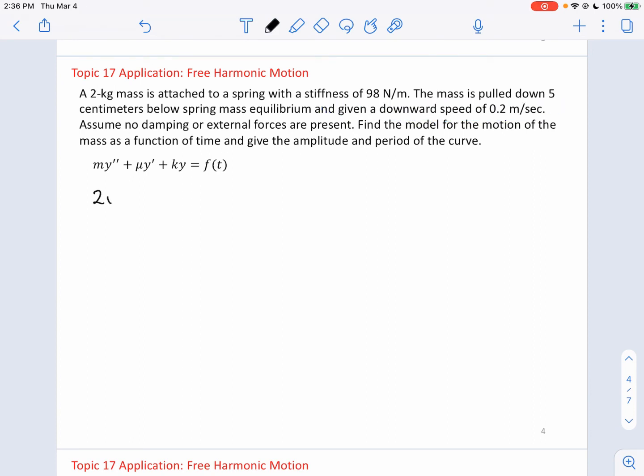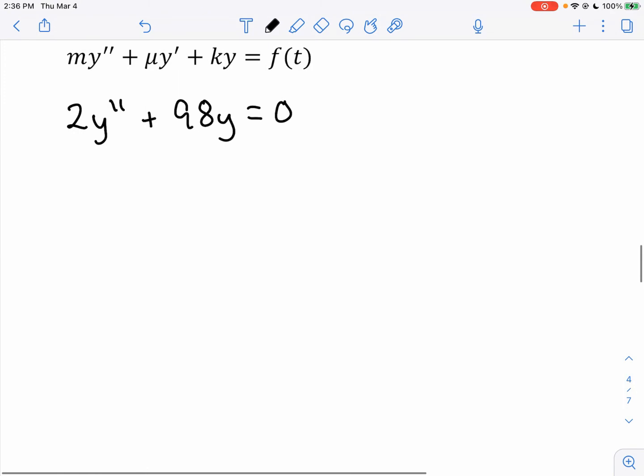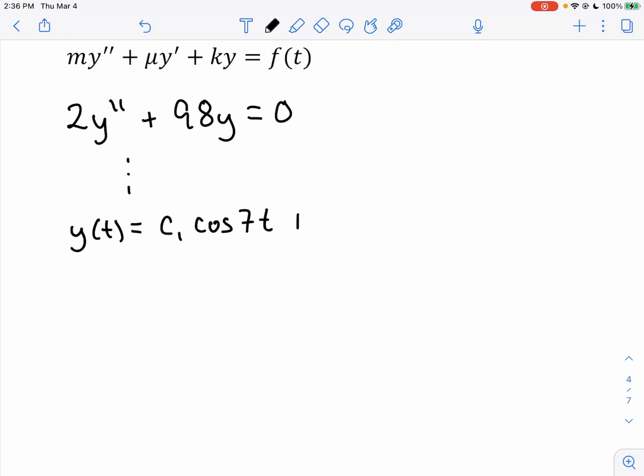Okay, so our mass is 2, so we have 2 y double prime. Our mu, there's no damping still, so we have 0 times y prime. The stiffness coefficient of the spring is still 98, so plus 98y. And we're still assuming no external force, so equals 0. And this will lead us to the same general solution that we had before. So I'm just going to go straight to that. Y of t is equal to c1 cosine of 7t plus c2 sine of 7t.